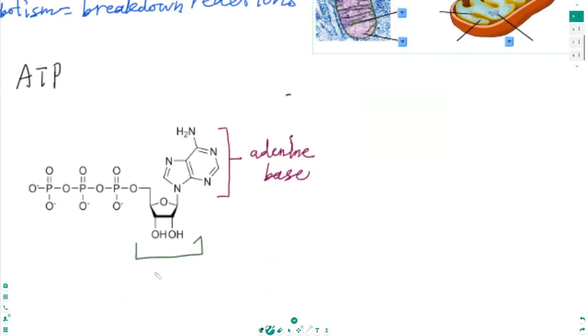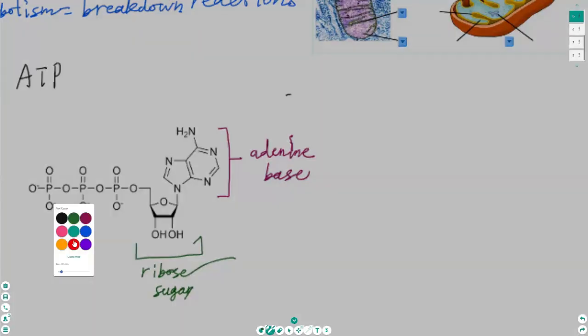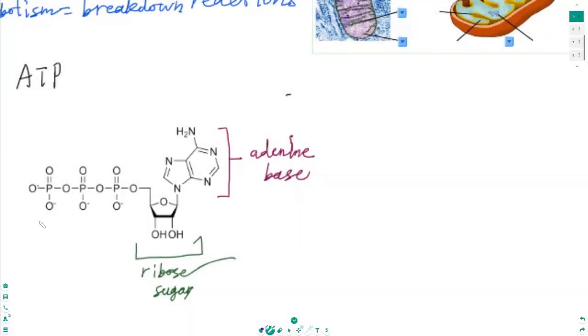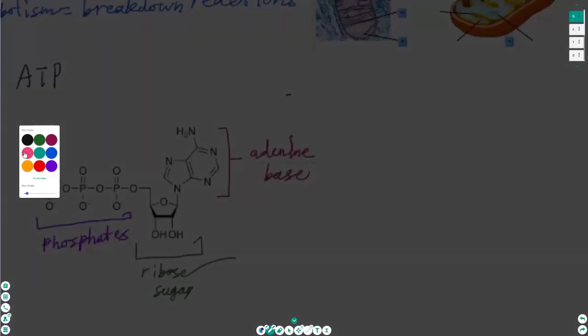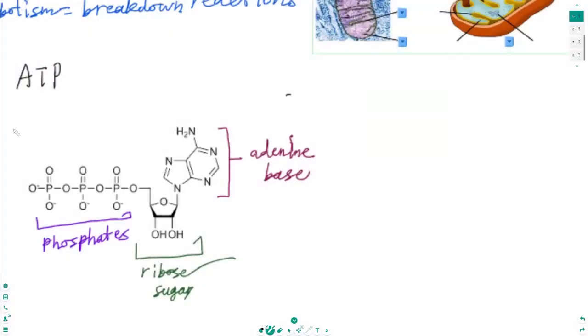This here is our ribose sugar. And then here we have three phosphates. So remember, ATP stands for adenosine triphosphate.